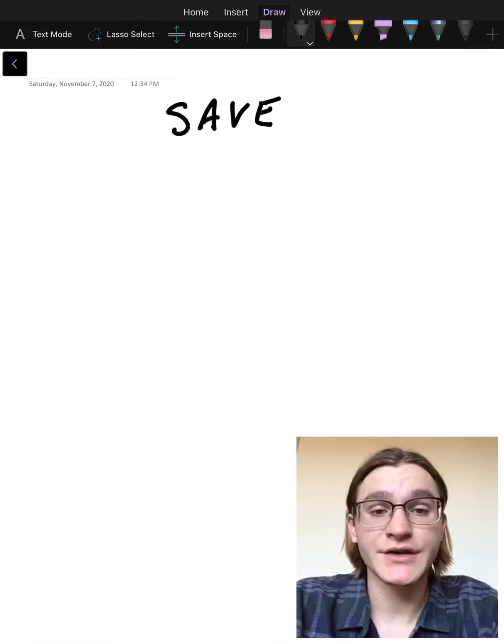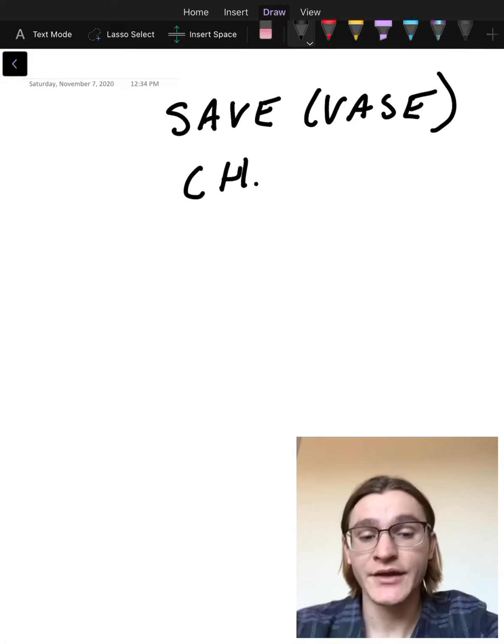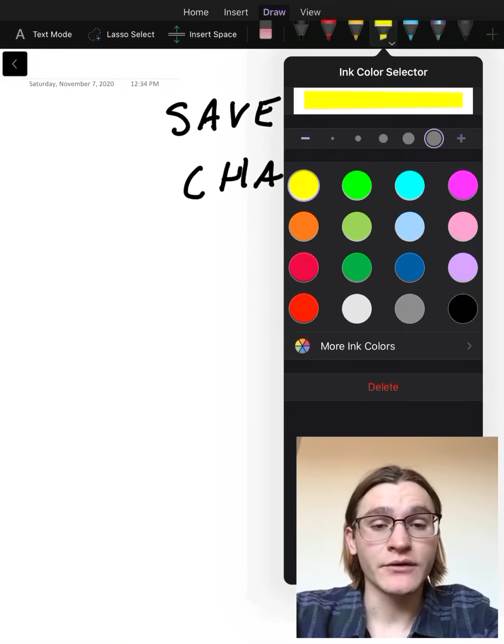It's Adam, the science student here, and today we're going to be talking about the SAVE VASE chart. Save and Vase are interchangeable. I like using the Vase chart, but you could draw it out as a Save chart as well. I like the Vase chart, however.